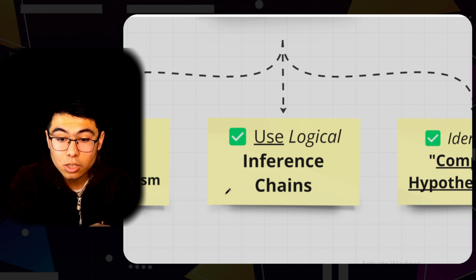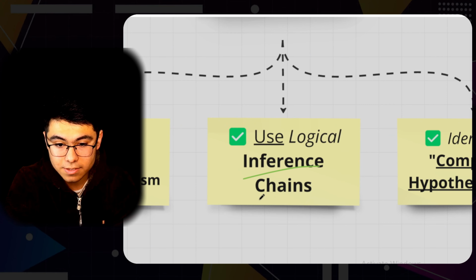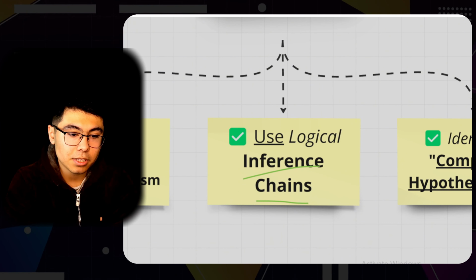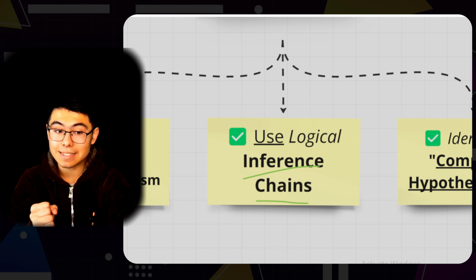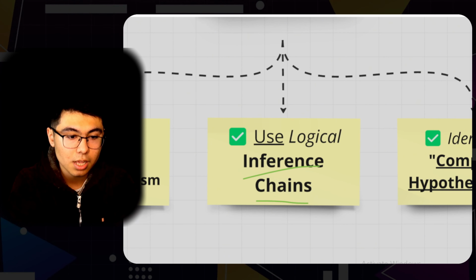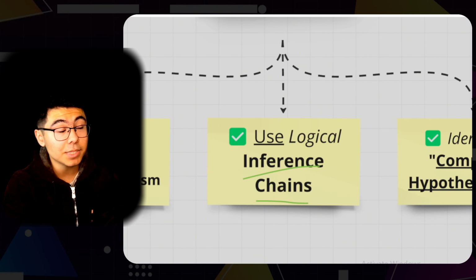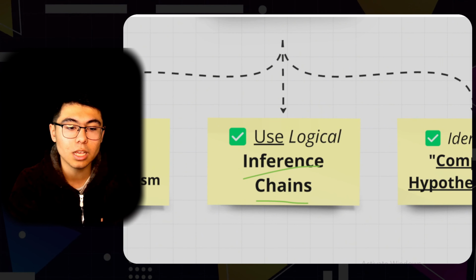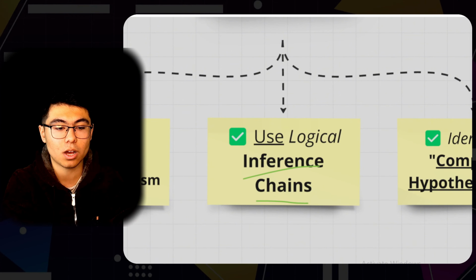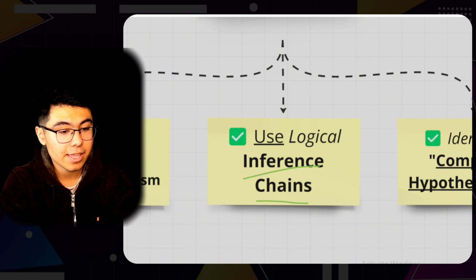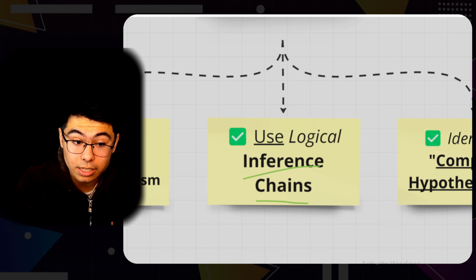Next up, use logical inference chains. For example, if text 1 argues against classification in general and text 2 supports classification with a new method, then that means that text 1's author wouldn't suddenly approve of a new method. They would likely still disagree.